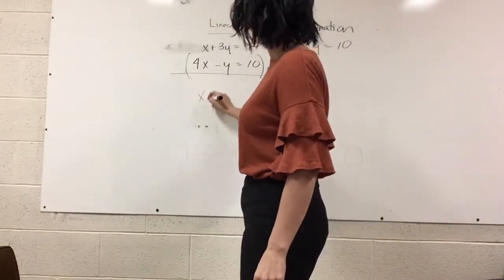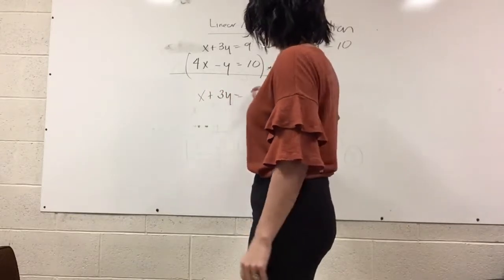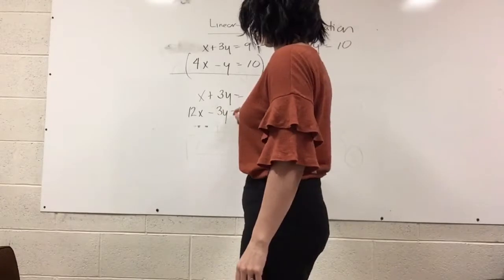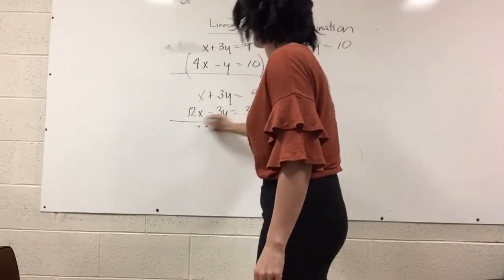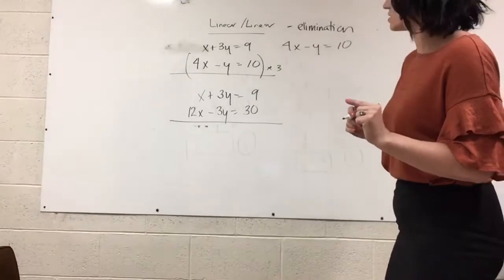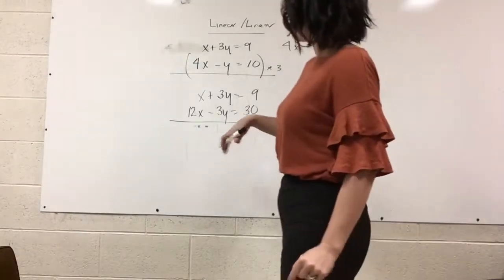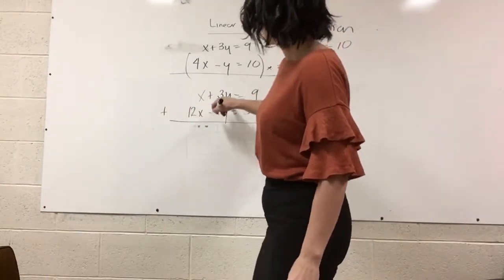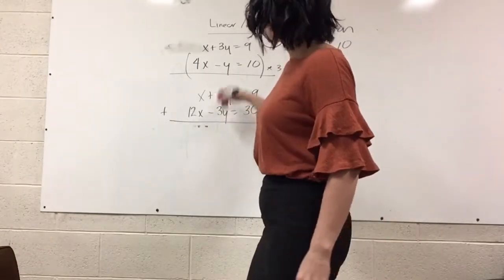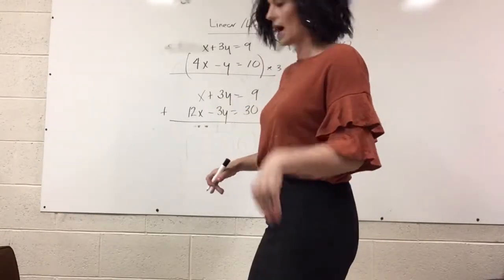So I'm going to rewrite the top equation, scale this bottom equation by 3. So I haven't changed it, I've just scaled it, still the same equation. And now I decide, am I going to add or subtract these two equations? So when I add them, because this is a positive 3 and this is negative 3, it's eliminated. If they are both negatives or both positives, I would need to subtract.